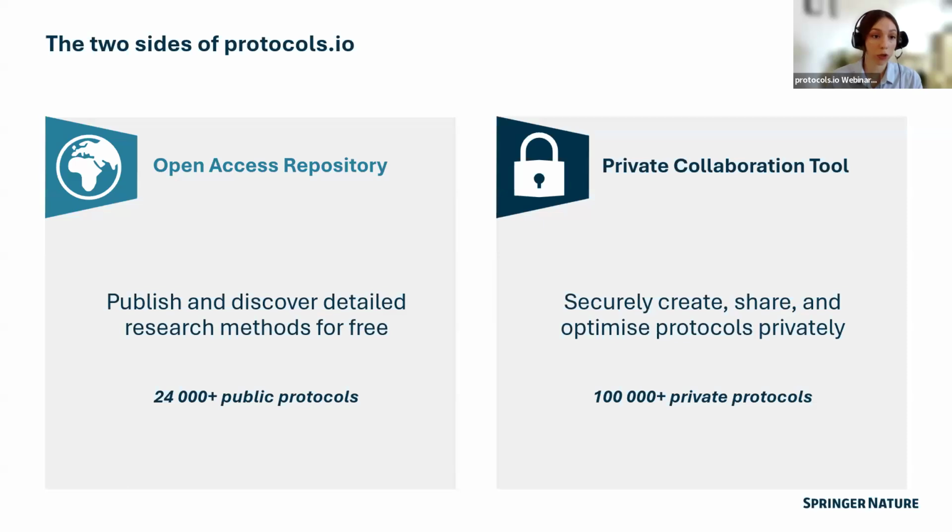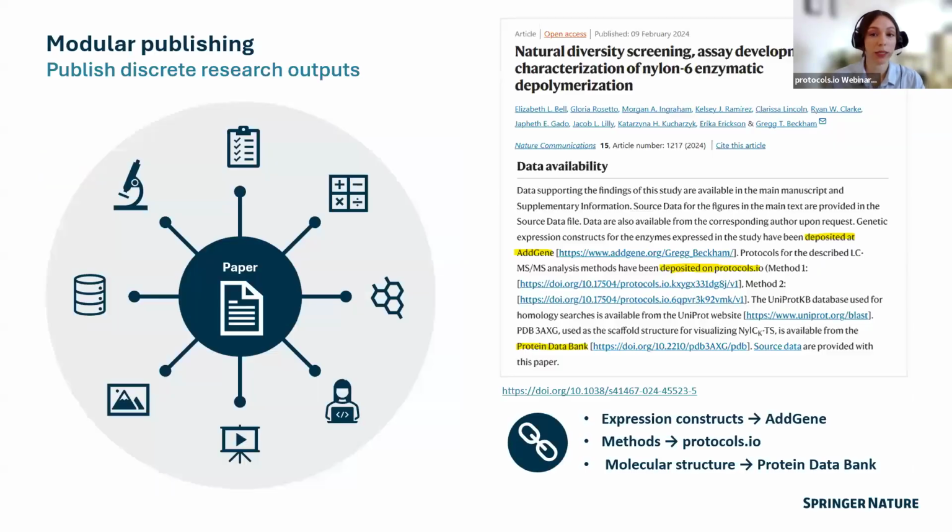But a lot more people know about the public publishing side. And so this is an example of what that looks like. If you aren't familiar with the concept of modular publishing, this is a nice example which shows that research outputs other than a research paper can be published in fit-for-purpose repositories and then linked to from the research paper. And this is a really nice example of that.